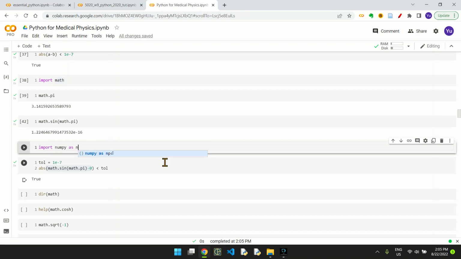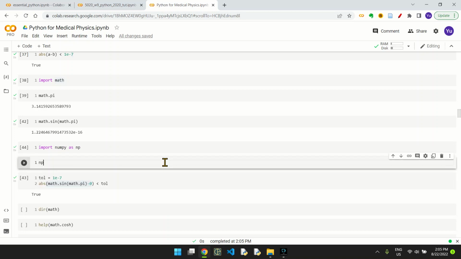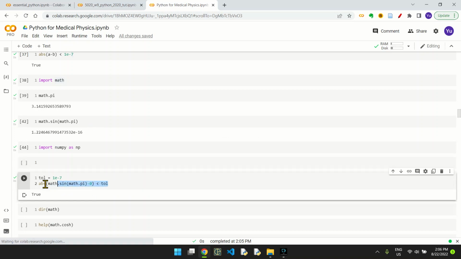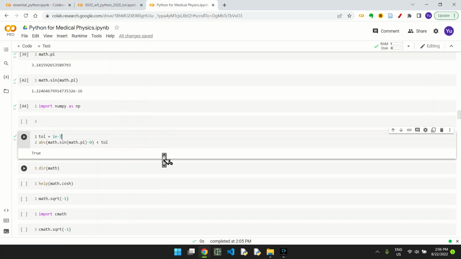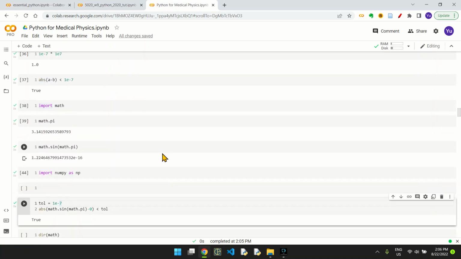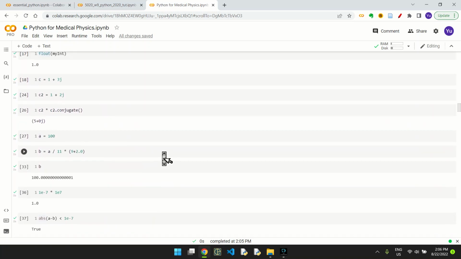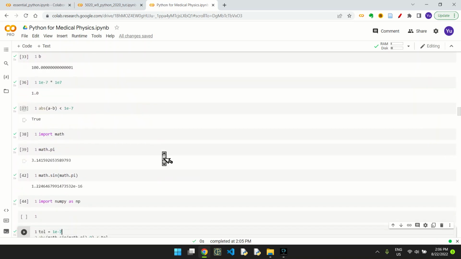If you work with NumPy, NumPy has some tools that tell you whether things are close to each other. So the isclose function, you can use that. Basically that's doing something like this. Okay, so that's about some of the basic operations of numbers.